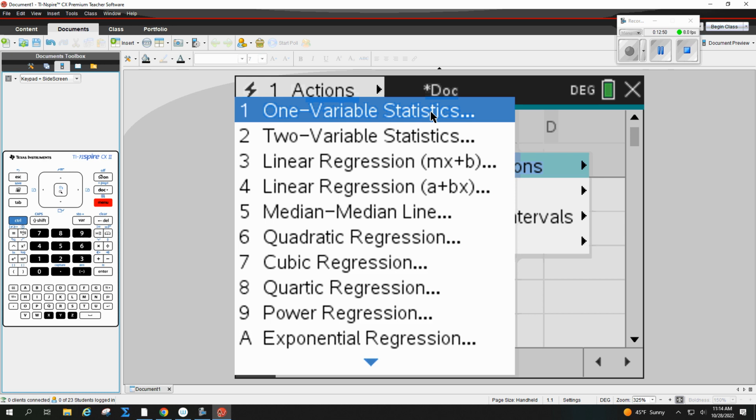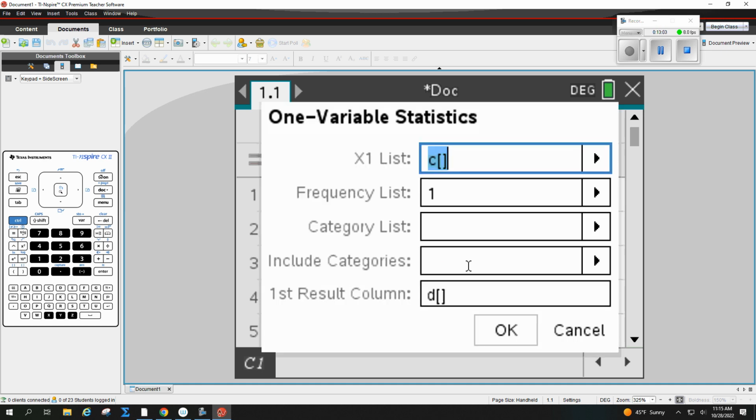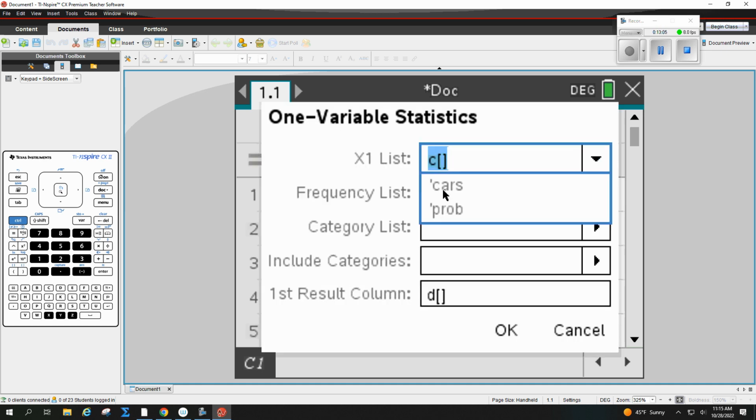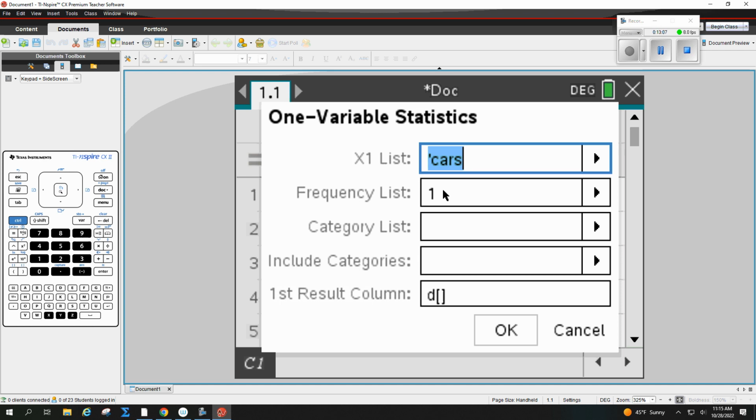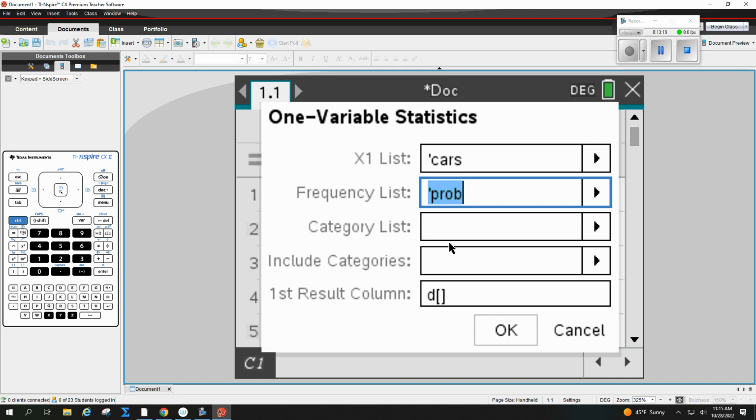So I click on that. Also, don't change the number of lists, which seems weird. I know we have 2 columns, but leave it as 1, all right? It's one variable. So then my X variable is cars, and this is the one new thing you have to plug in. Where it says frequency list, you need to put probability. We used to just put 1 there for everything, right? It would just be like they're all the same amount. This one, though, every single value takes a probability, so you need that. And that's the only additional thing, all right?